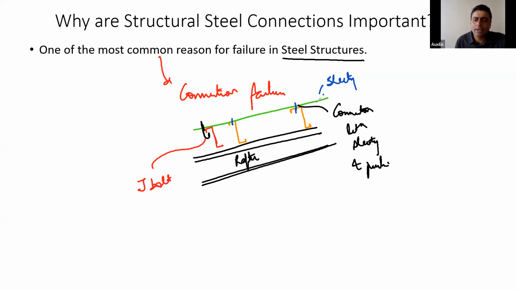These days, what is the connection provided between the sheeting and the rafter? It is called self-tapping screws. They are generally called self-tapping or self-driven screws. These are not good enough. Actually, they do not even have large penetration.